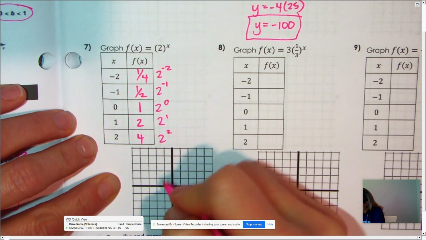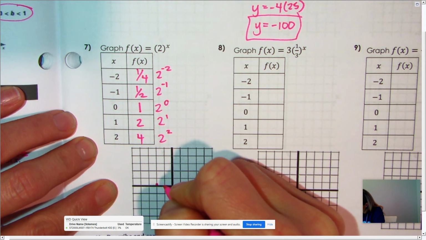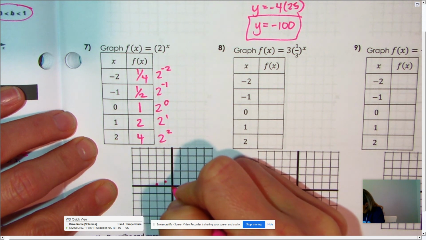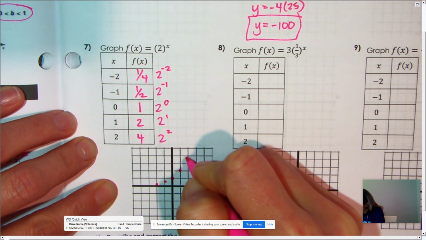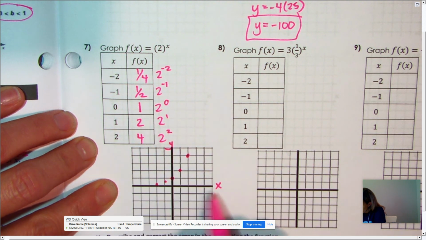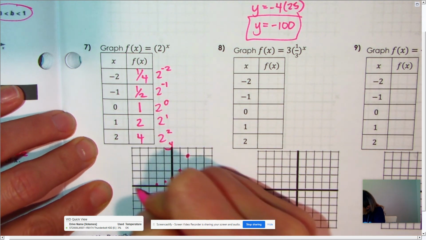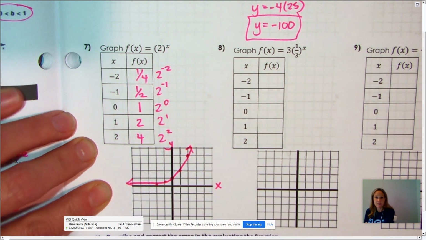So I'm going to graph this one. Negative 2 is 1/4. Negative 1 is 1/2. 0 is 1. 1 is 2. And 2 is 4. Remember, this is the x direction. This is the y direction. X is side to side. Y is up and down. And then that is what our graph looks like.